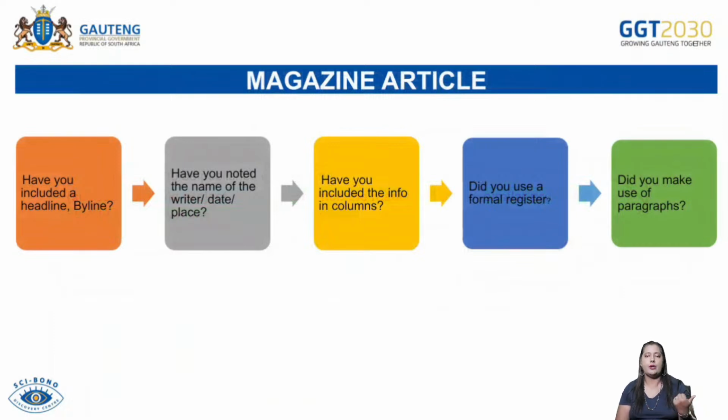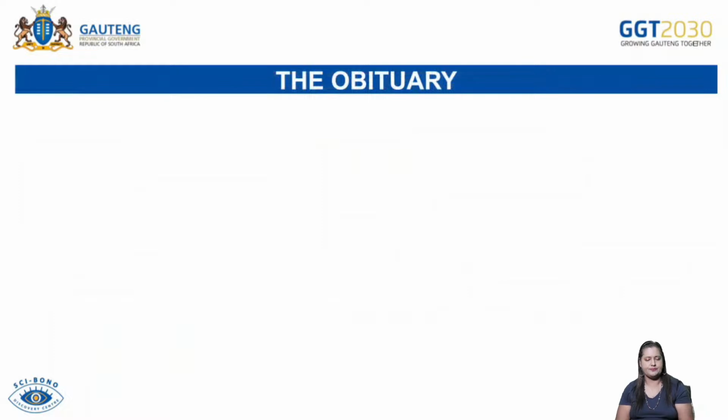Okay, have you included your headline, your byline? Did you include important information like the writer, the date, the place? Did you use columns, for example? All right, when you are writing this out in the formal setup, a formal register, did you use that? And did you make use of paragraphs?